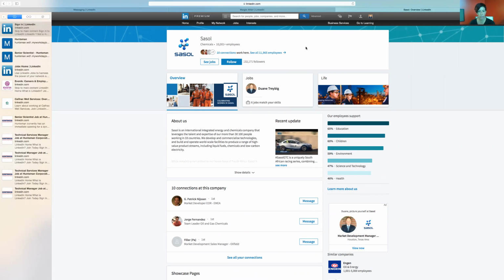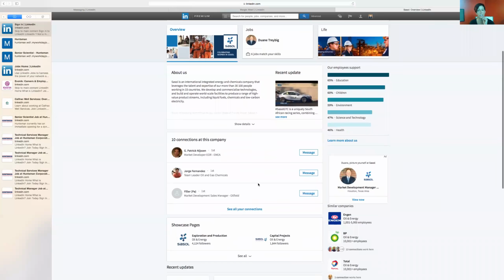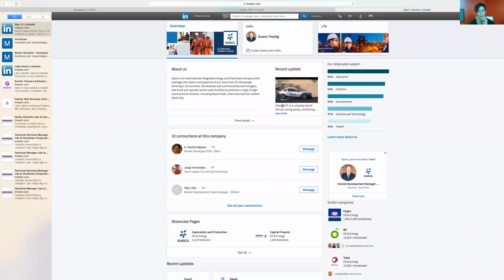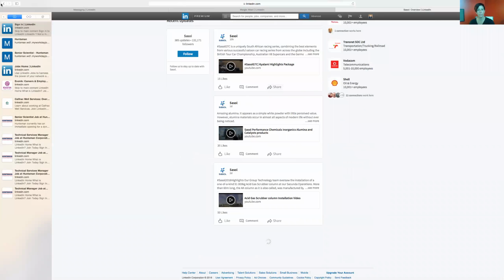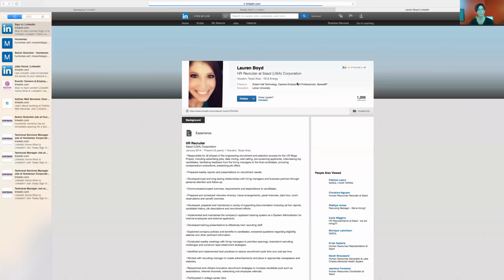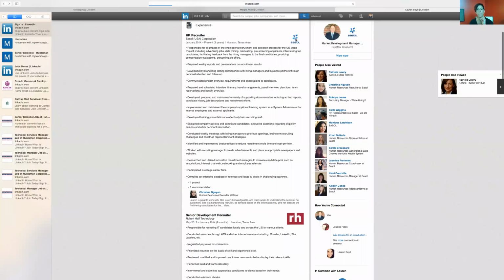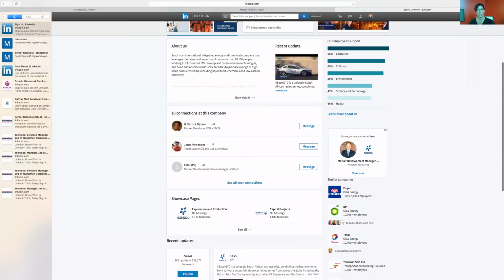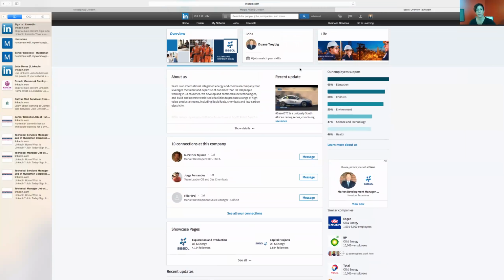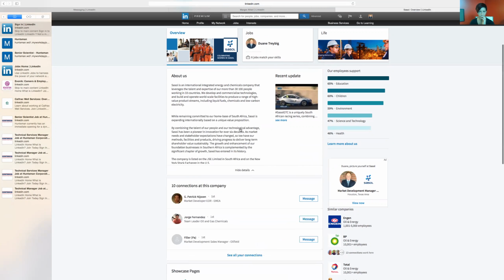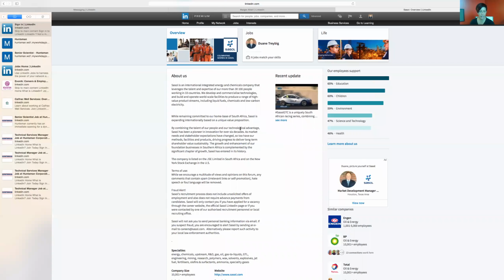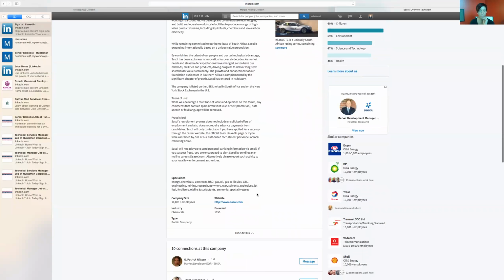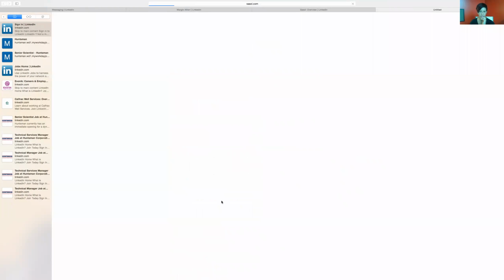Or what you could do is, see where it says About Us and you have the picture of the car? Click right underneath there where it says show details. Go back up. See where it says About Us? Underneath there, it says show details. Click on that. Go down to the bottom where it says website. Click on website, and now it's going to take you to their website.